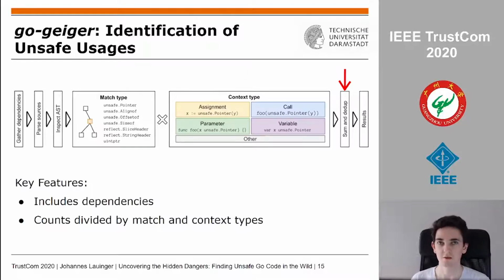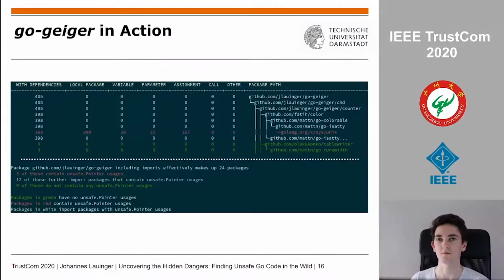Then finally the usages are deduplicated, counted and then shown to the user. And that can look like shown here. These are the results for go-geiger itself.